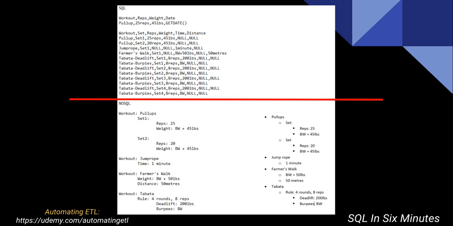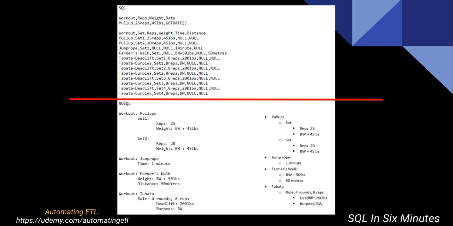It's just jump rope. Farmer's walk is the same thing. We don't really want a set, but we have the weight and we have the distance. That one's a little bit different. So below the red line, we see how this would look in NoSQL. And by the way, we're going to see a specific Mongo example in a second. On the right side of the NoSQL below the red line, we see the format of how this would be reported.